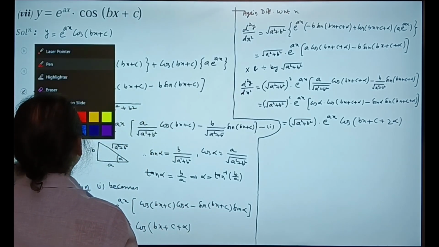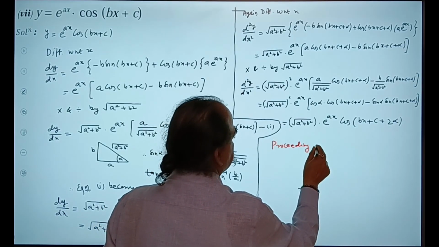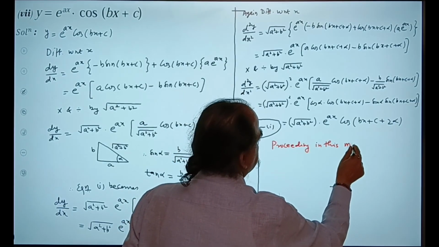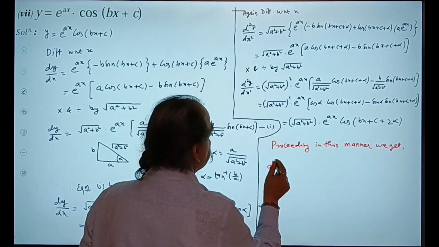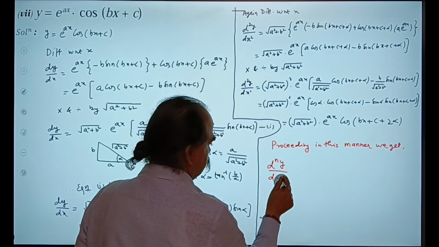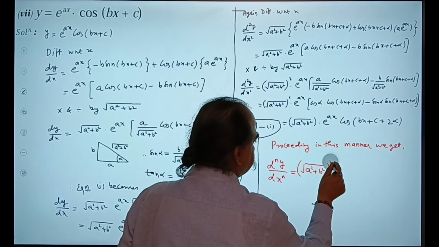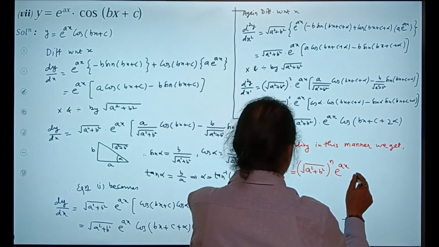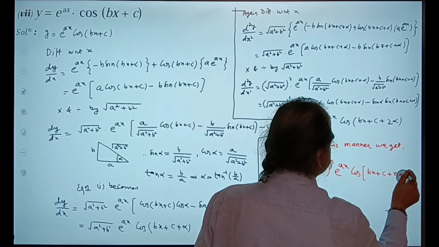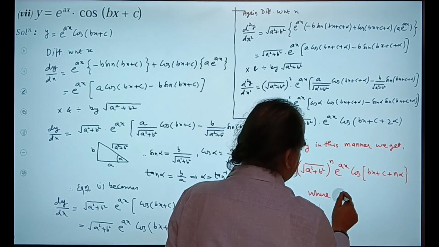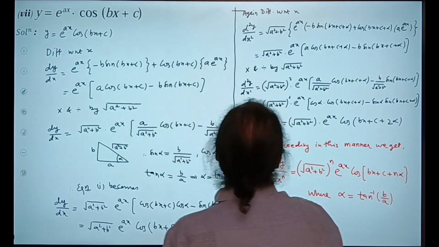Proceeding in this manner we get the nth order derivative: root of a square plus b square raised to n, e raised to ax, cos(bx plus c plus n alpha), where alpha is what? Tan inverse b by a. This is the answer.